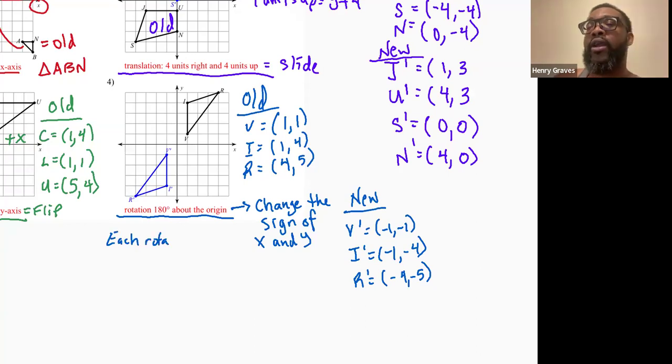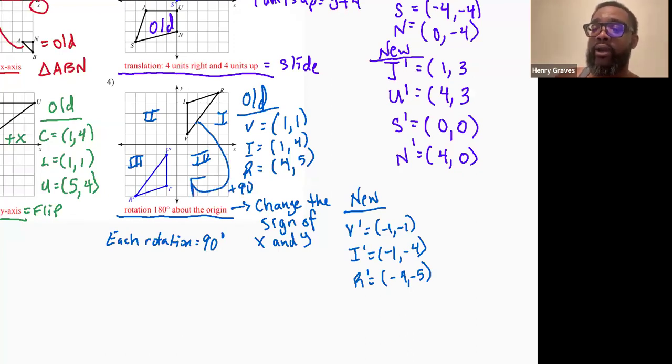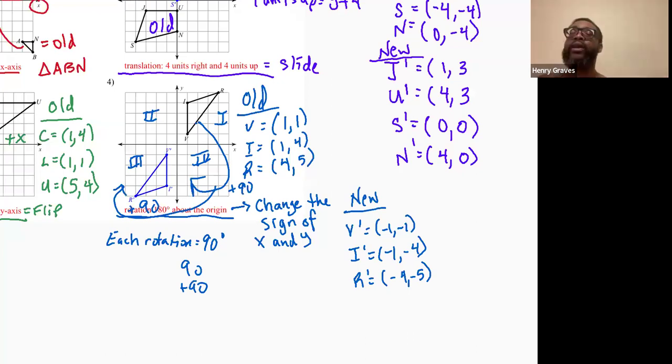If I rotate from quadrant, remember quadrants 1, 2, 3, and 4, I'm going from 1 to 3, right? So I'm going to be rotating 90 here, plus another 90, right? So 90 plus 90 is indeed 180. So just know when you rotate 180 degrees, you're changing the sign of x and y. That's how I go from 1 to 4.